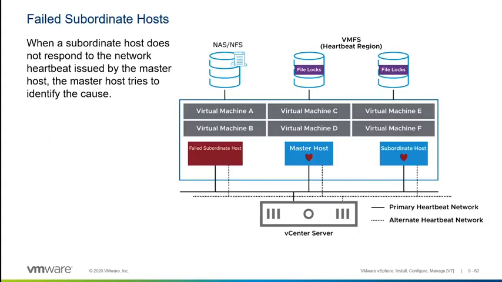Well, if we have a failed subordinate host, we know that the master host has attempted heartbeats on both primary and secondary management networks, and it's also checked that heartbeat region and found that the host in question does not have a lock on the particular data store heartbeat region. In that case, it's the job of vSphere HA and the master host to direct the restart of those virtual machines on hosts in the cluster that are alive. That is what we would typically understand the job of HA.